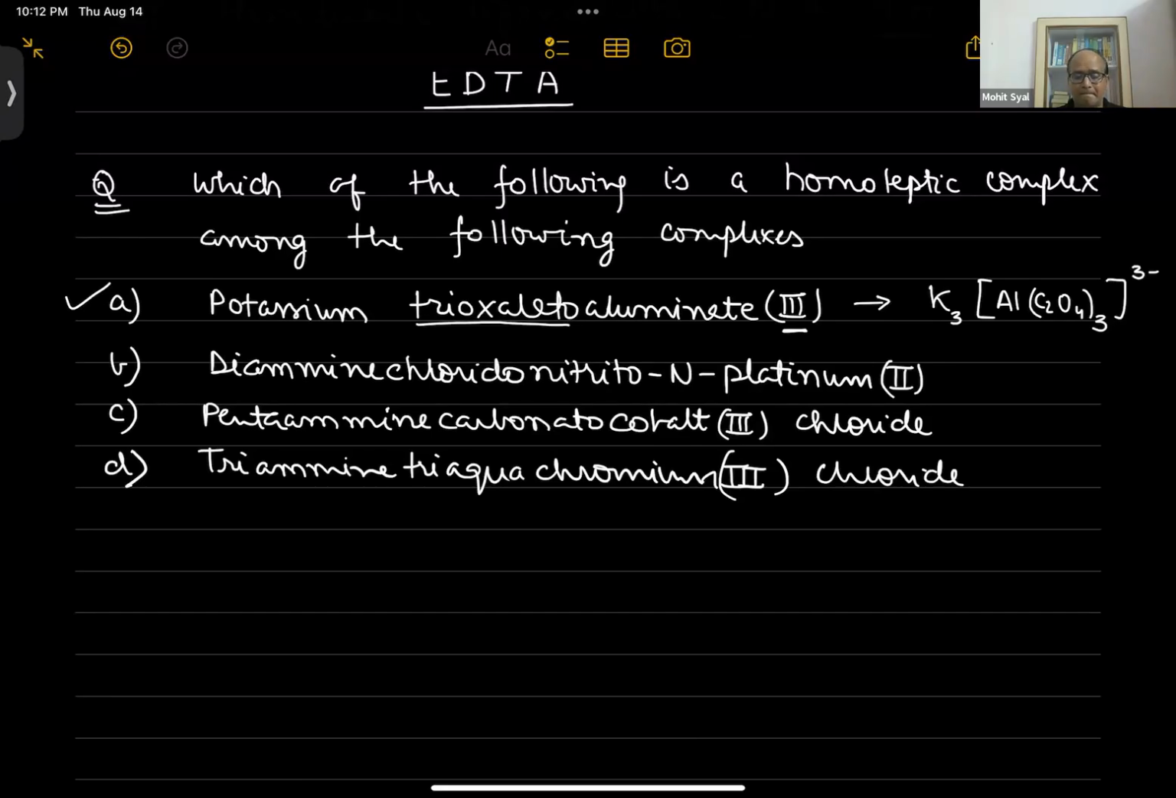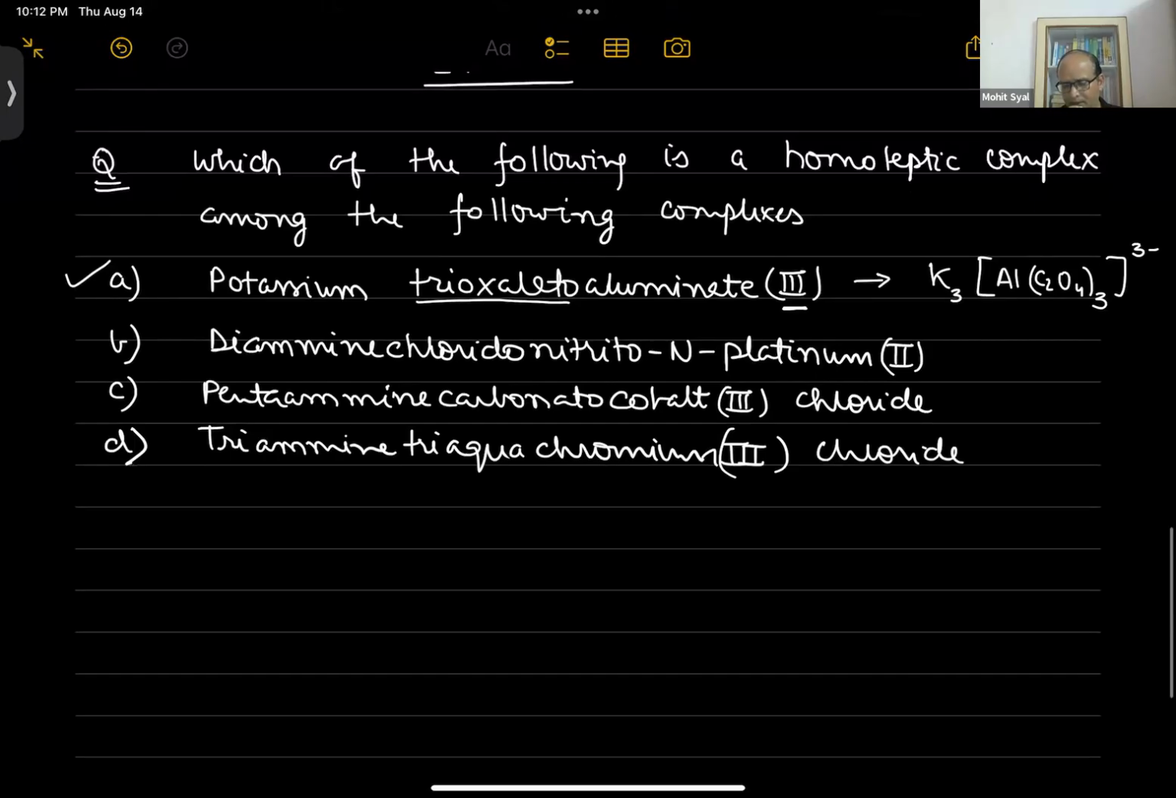Is it clear? And this is homoleptic. This is from NEET only, a recent question, from NEET 2023, right? So basic questions are being asked. We can just try to figure out how to solve them. Just read the question very carefully. We are doing it one step ahead.